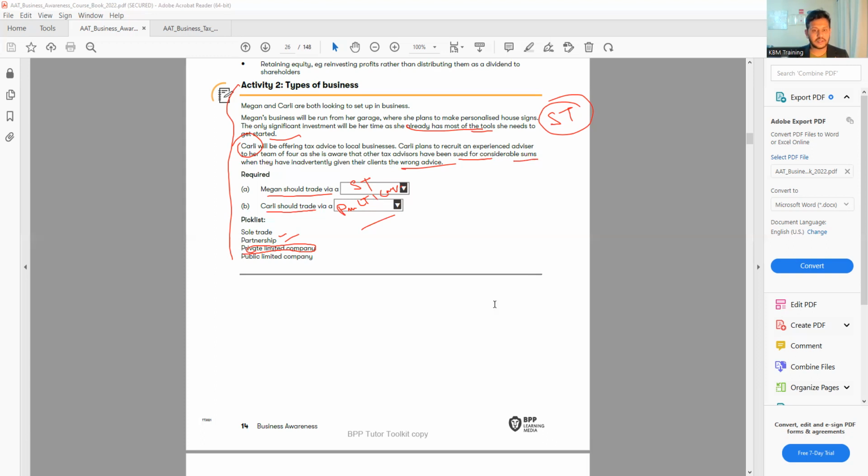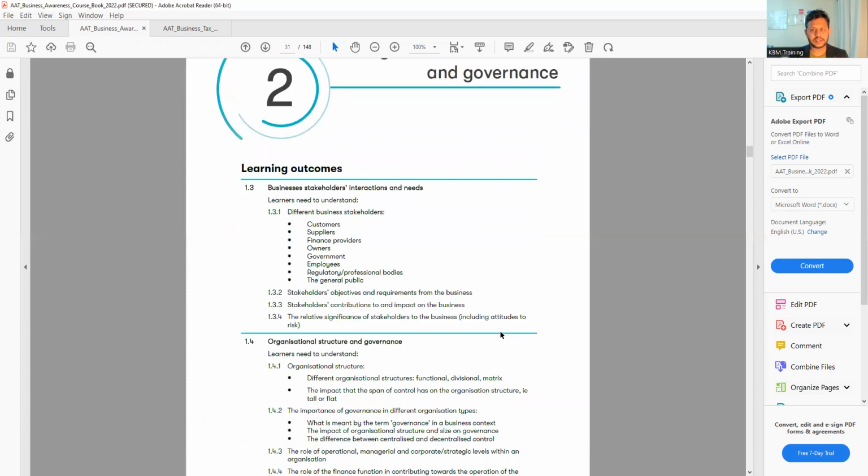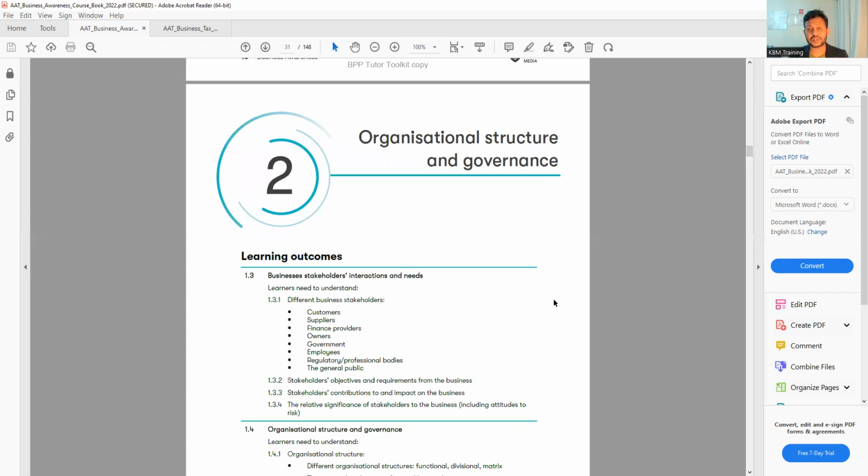So it is the end of chapter number 1. Let's move to chapter number 2, which is organizational structure and governance. Before you start, we'll take a break. Let's take a half an hour break and we'll come back and start with chapter number 2. I'll see you at 7:50, and we'll start again from chapter number 2.